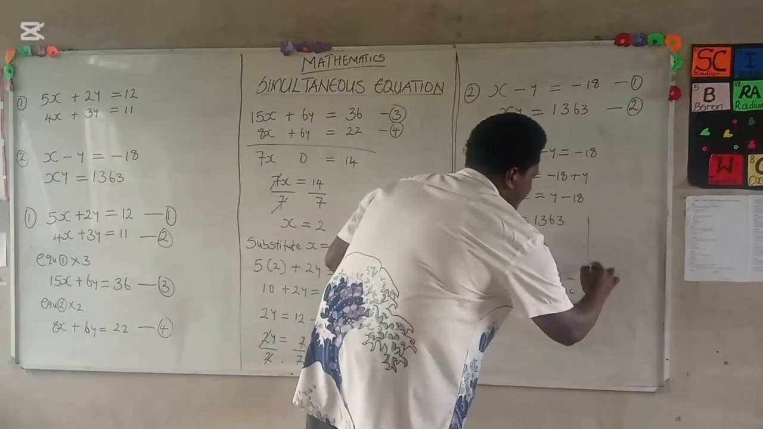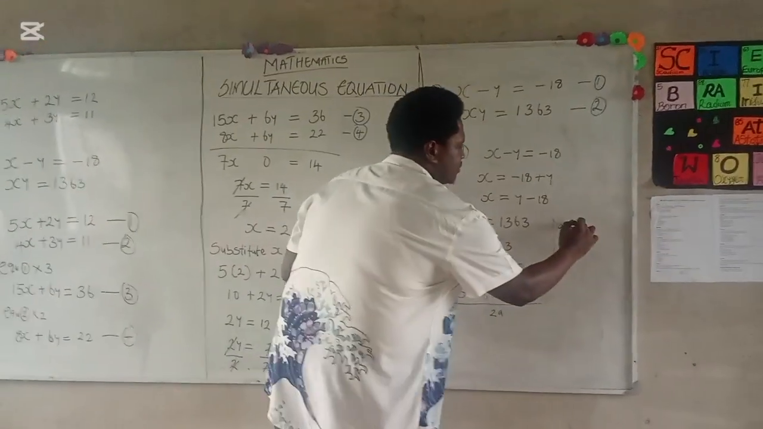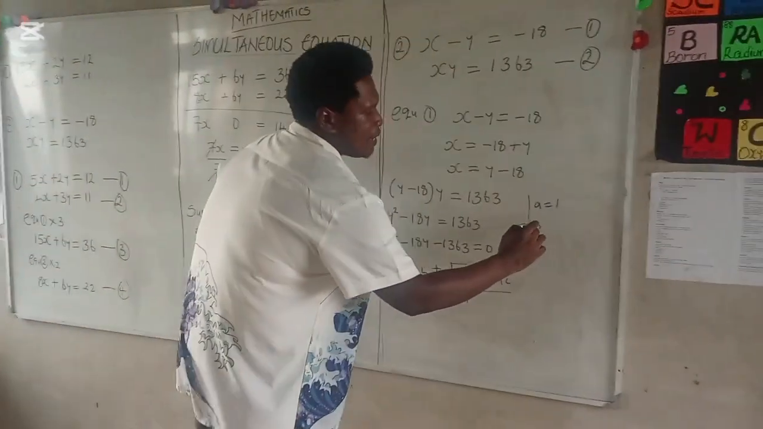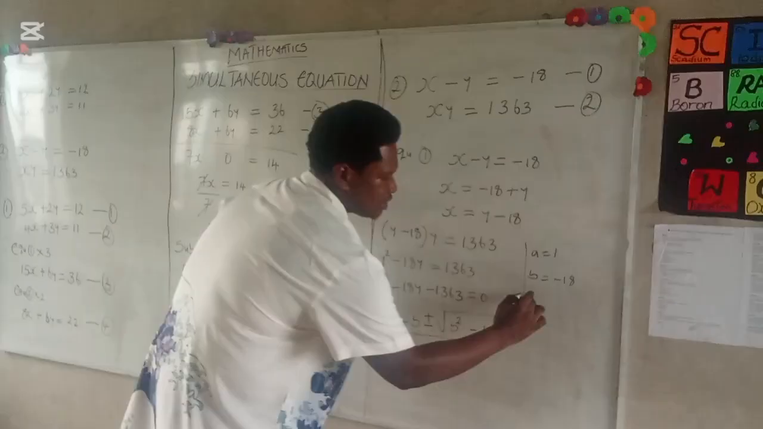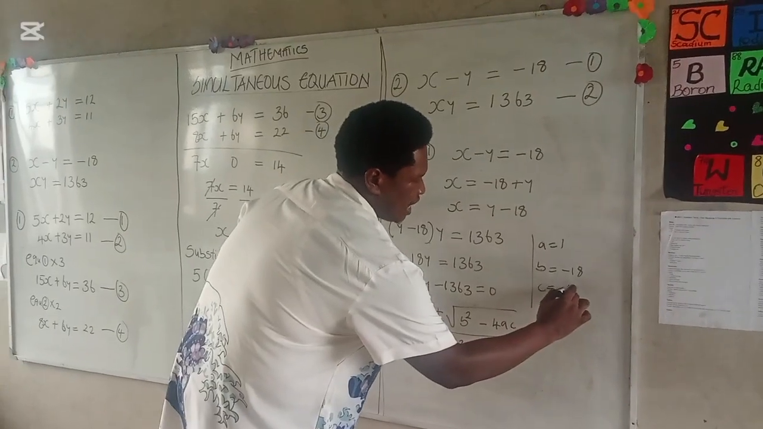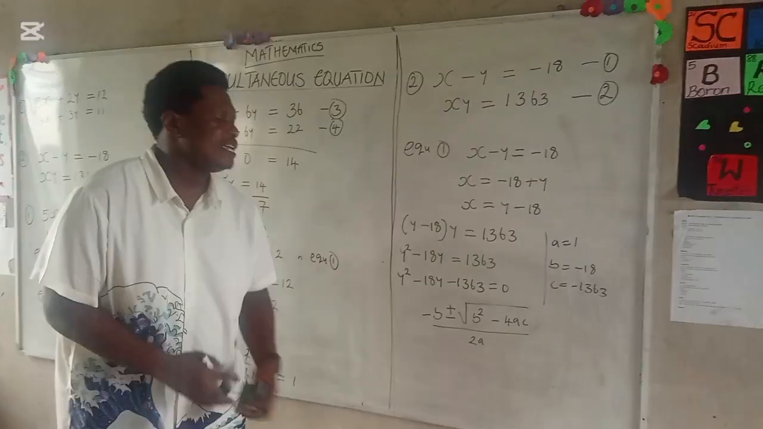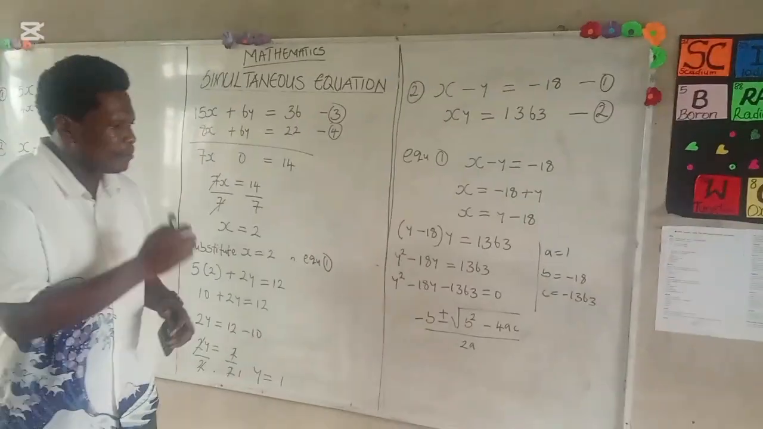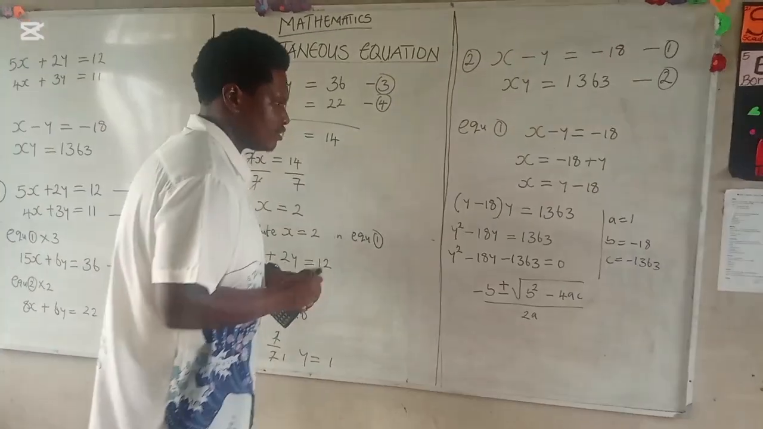This implies that our a is equal to the coefficient of y squared, which is 1. Our b is the coefficient of y, which is minus 18. And our c is minus 1363. And then we are going ahead to input these parameters into our quadratic formula. Now let's make progress. Follow closely.